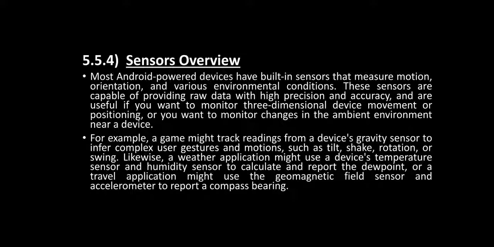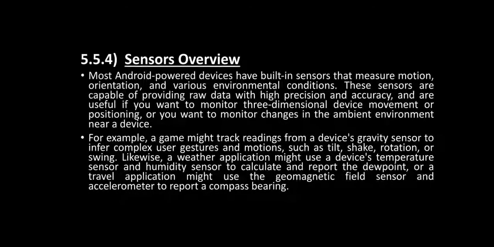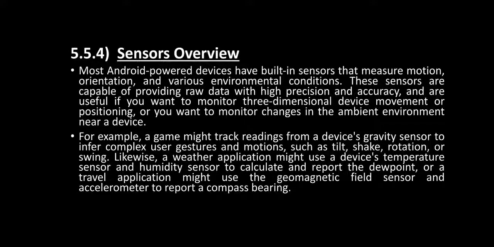These sensors are capable of providing raw data with high precision and accuracy, and are very useful if you want to monitor three-dimensional device movement or positioning, or you want to monitor changes in the ambient environment near a device. For example, a game might track readings from a device's gravity sensor to infer complex user gestures and motions such as tilt, shake, rotation or swing.